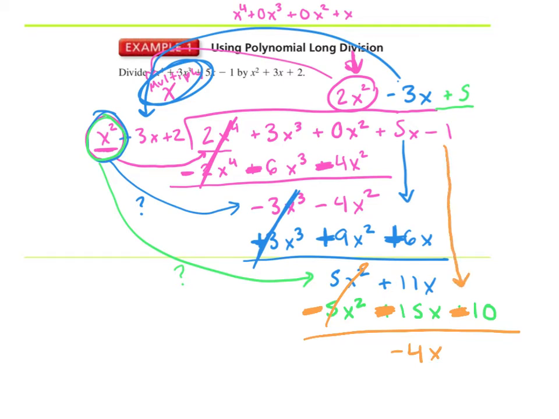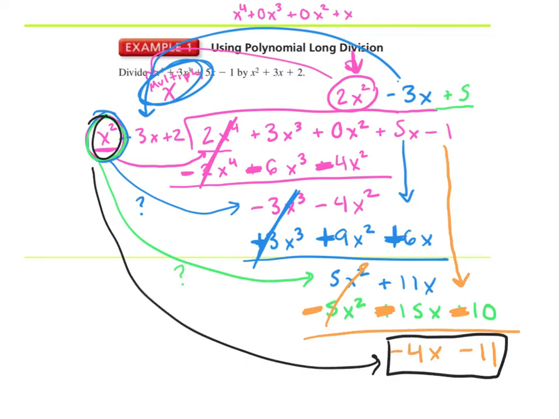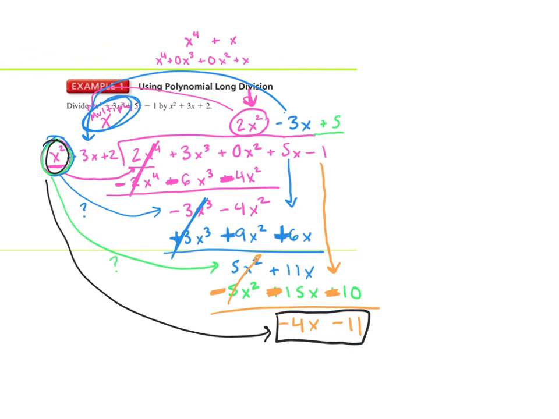So what's negative 1 minus 10? Negative 11. Can we multiply anything by x squared to give us negative 4x? No. So once we get one term less than our divisor out front, that is our remainder. So we write our remainder as a fraction, so it's going to be negative 4x minus 11 over our divisor, which is x squared plus 3x plus 2.